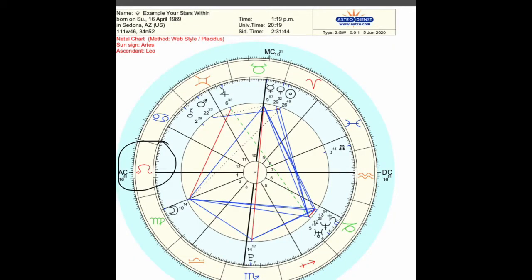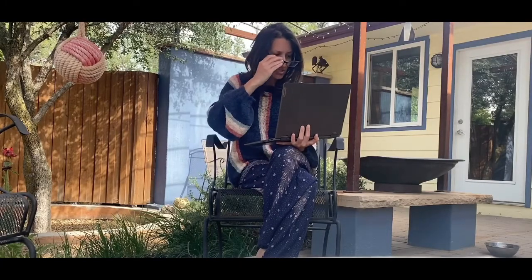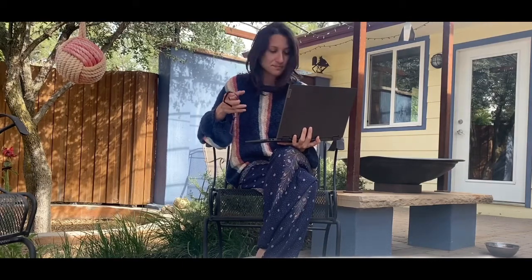So today I'm going to use this sample chart that you can see here. I want to just orient you to this chart. On the left-hand side where it says the AC, you see it says 16 degrees, and it has the symbol for Leo. You do need to know your symbols a little bit. You can easily Google astrology symbols and pull up a chart that you can reference. So 16 degrees Leo is the ascendant.